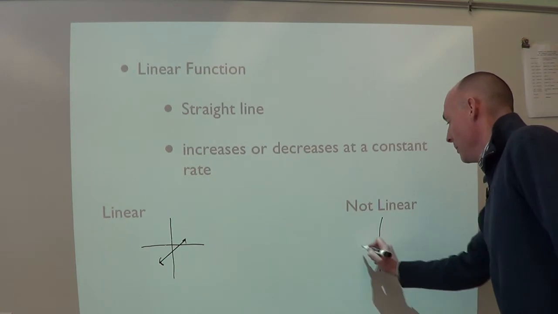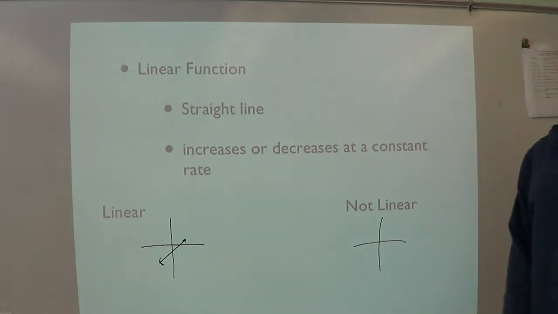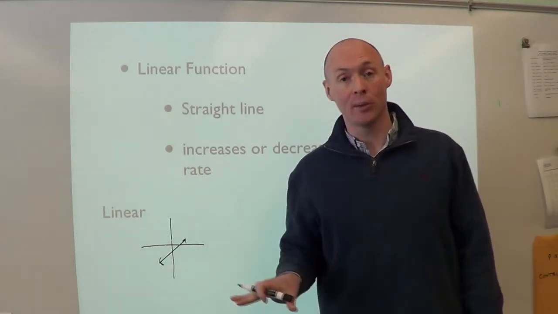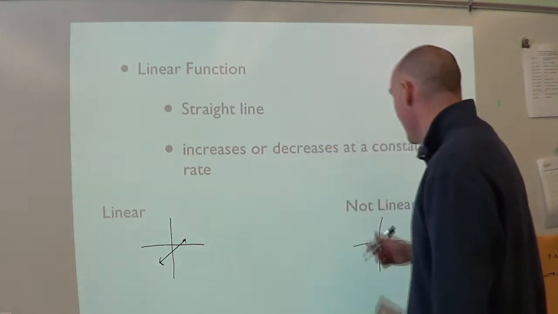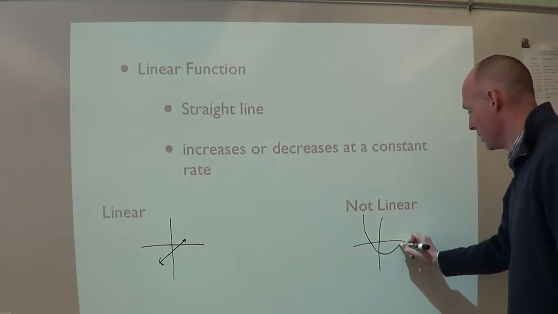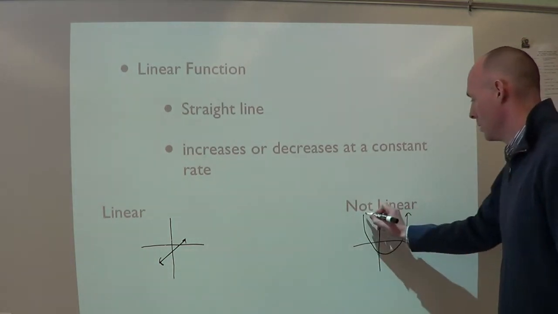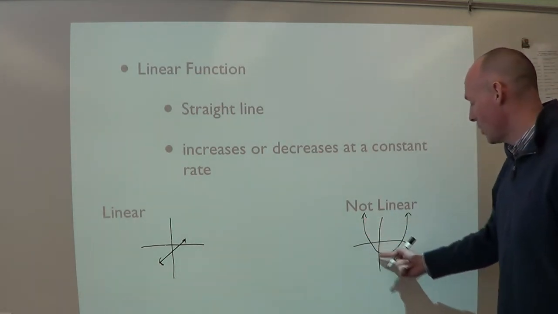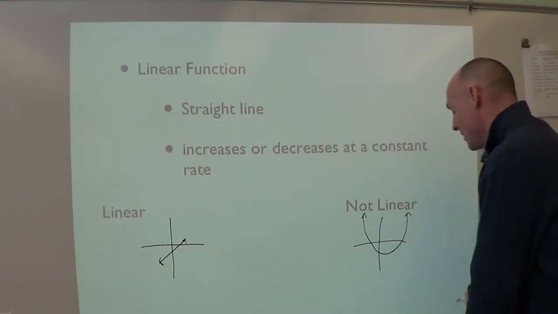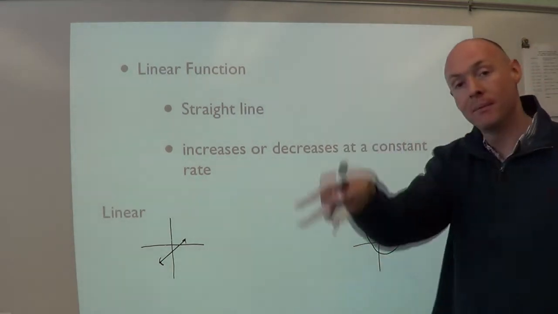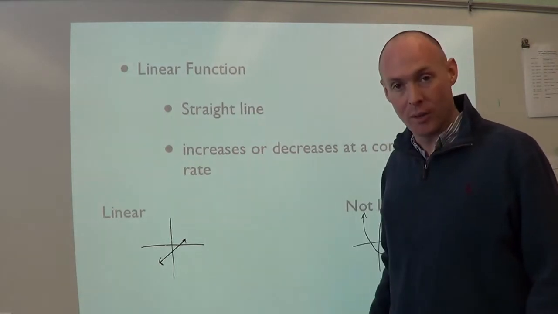Non-linear would be, if I draw my x and y axis again, if it has any kind of curvature at all to it, it is non-linear. An example would be something like this. That is non-linear for obvious reasons. It has a gigantic curve in it. But as I said, linear, straight line; non-linear, has any kind of curvature to it whatsoever.